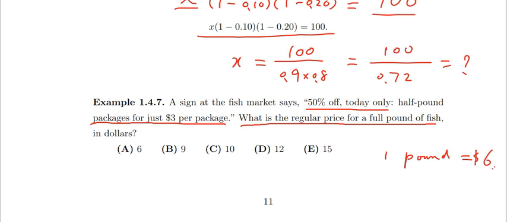So this $6 is after 50% off. So what is the original price? Original price should be this, right? 50% off is half price, just half the price. We also can use this way. Suppose we don't know the original price, x. Multiply 1 minus 50% equals 6. So what is x? x should be 12.